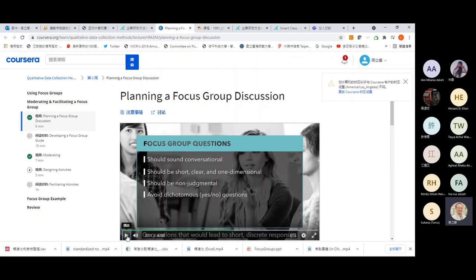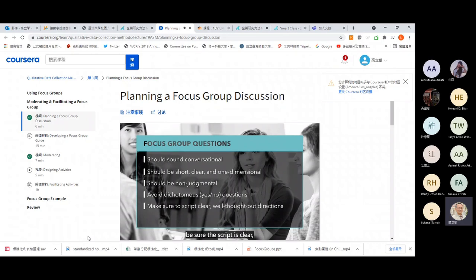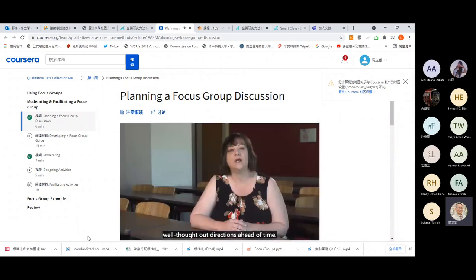Short, discrete responses. If you're using activities, be sure to script clear, well thought out directions ahead of time. Your opening questions should begin to introduce your topics of interest, but the most important thing during this phase of the discussion is to build discussion and a good group dynamic.